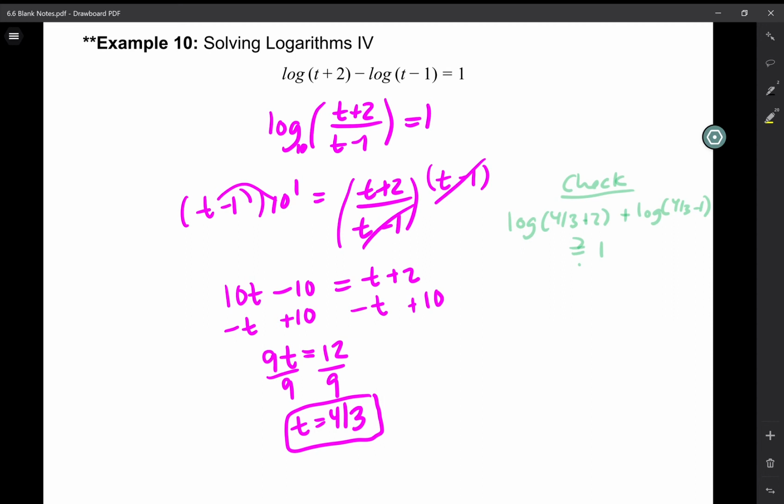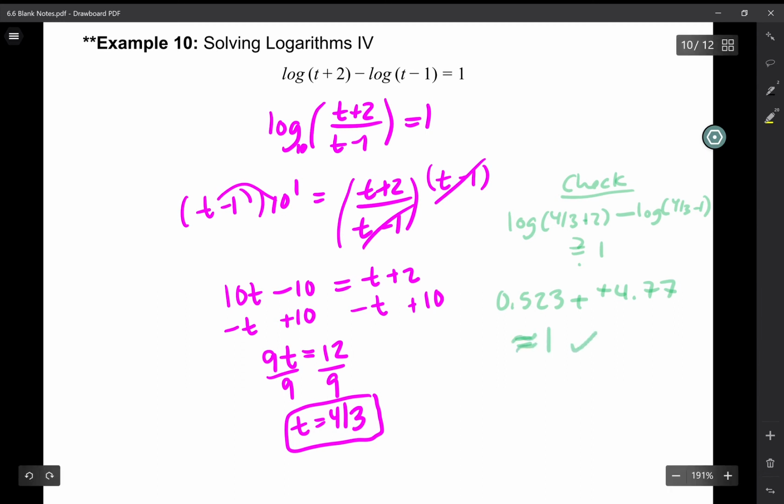Let's do log of 4/3 plus 2. I got 0.523. And we're going to subtract it. Now let's plug in log of 4/3 minus 1, and I get negative 4.77. If I add these, because subtracting a negative is the same as adding, I add 0.523, and sure enough, I get pretty close to 1. Close enough to 1. Check.